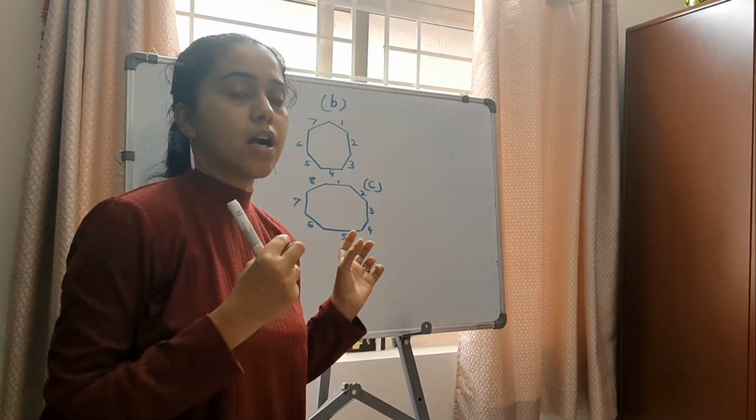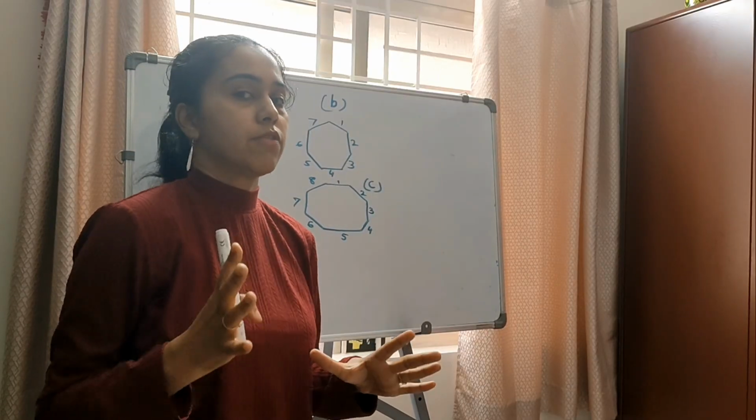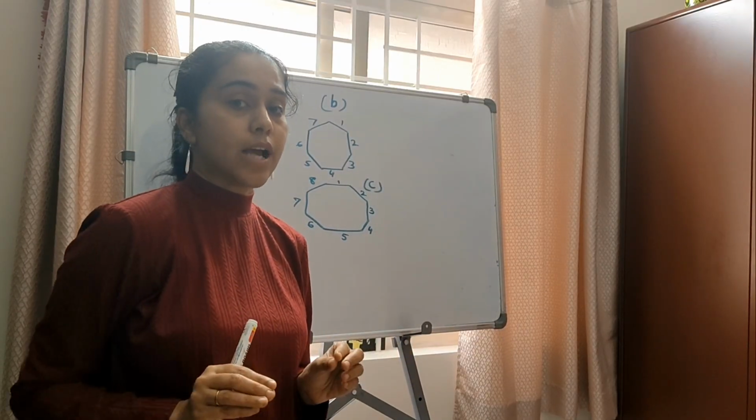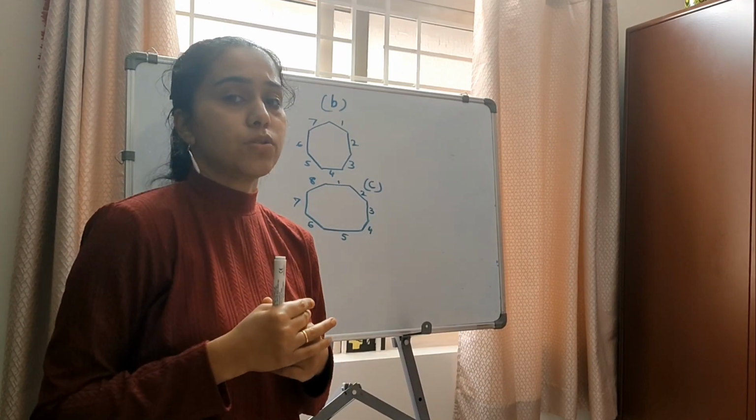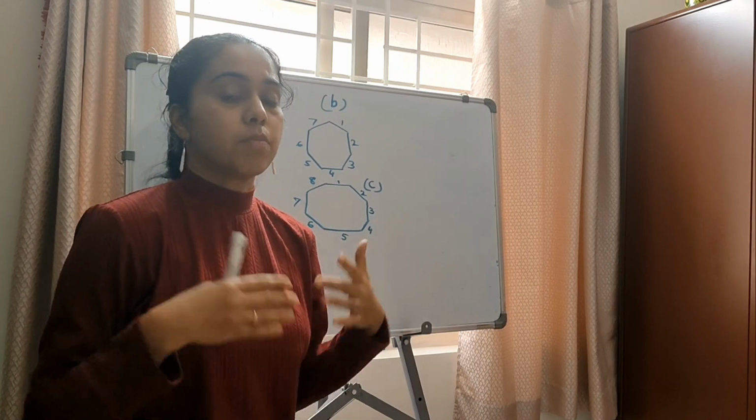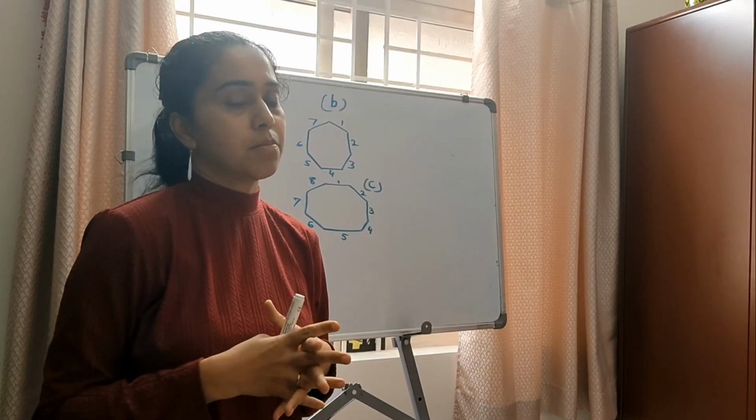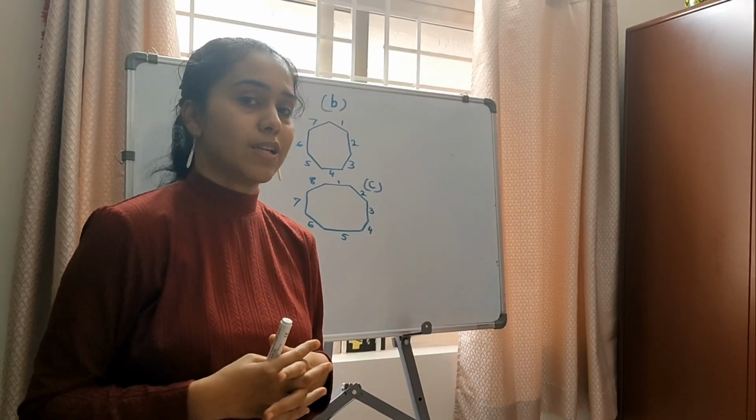So I hope you understood today's concept. I tried to give examples also so that it is easier for you to understand. In my upcoming videos, I'm going to bring some more concepts and topics related to nomenclature of organic compounds, and then we will move on to isomerism in organic compounds.